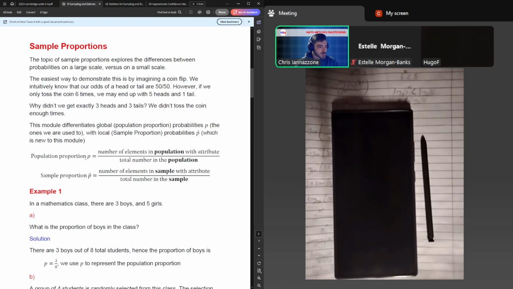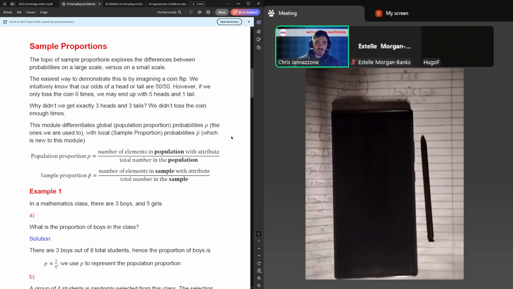So when we talk about population proportion, we use the letter P in that case, and that's going to be the number of things in a population with a particular attribute divided by the total number in the population. So this is more talking global, like across the entire possible population. Whereas the sample proportion, in this case using P hat to denote that, is going to be the exact same sort of thing, but this time within a local sample of the overall population.